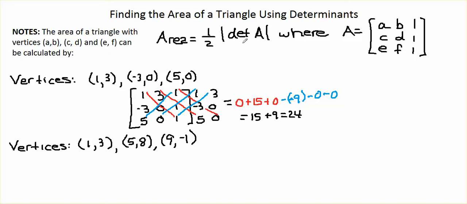So let's go ahead and plug that into this equation. Our area equals 1/2 the absolute value of our determinant, which is 24. The absolute value of 24 is 24, times 1/2, which is 12. Okay, so I want you to go ahead and do the same process with this triangle down here with these vertices.